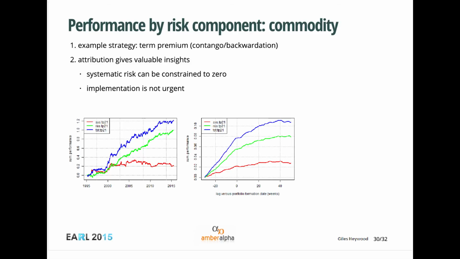But what's really interesting is if you attribute this between residual and systematic returns, the green and the red lines, if you eliminated the systematic component through optimization, you'd get a higher Sharpe ratio. So this is the kind of insight that you can get by applying R on top of Bloomberg that just isn't available inside of the system. It's very relevant to systematic portfolio managers.